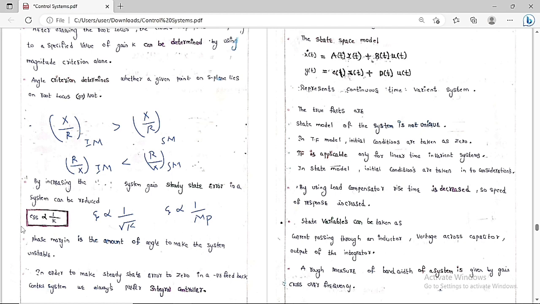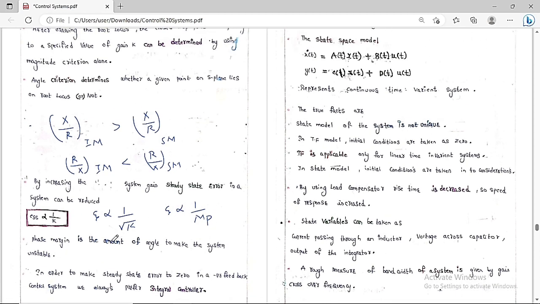So by increasing the system gain, steady state error in a system can be reduced. Therefore, in simple words, as the gain increases, the steady state error decreases, the damping ratio decreases, and the peak also increases. You can see these things clearly from this relation.